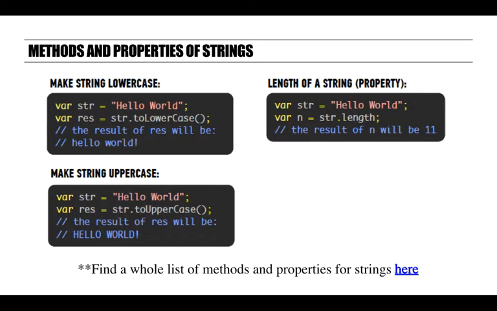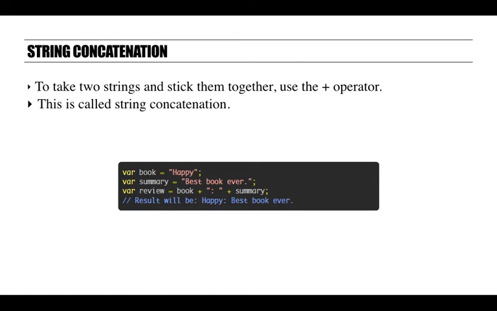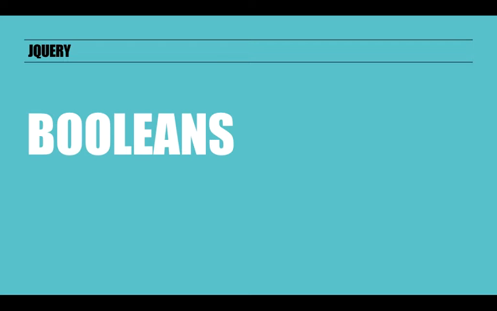Okay, and then this is just a summary of different properties or methods that you can use with strings. And if you click on that link, it'll give you a list of different methods that you can use on strings. And that's just a summary about string concatenation. So any questions with strings?